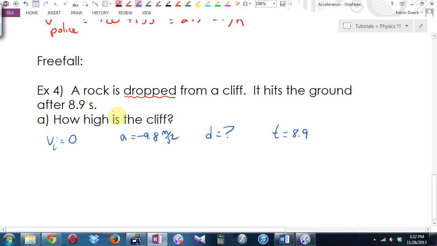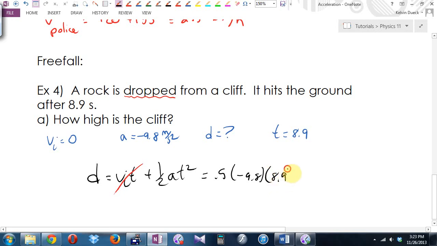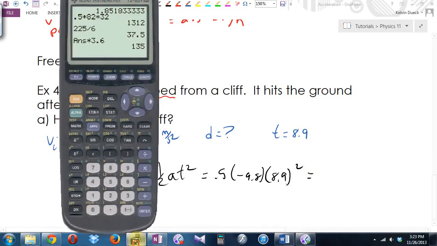Our old friend. Conveniently for dropped, I could do that. Oh, they gave me the time. I can get the D by, the D's already by itself. Holy smokes. So this would be plug and chug. 0.5, negative 9.8, 8.9 squared.